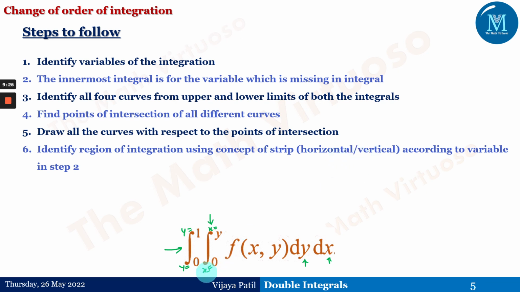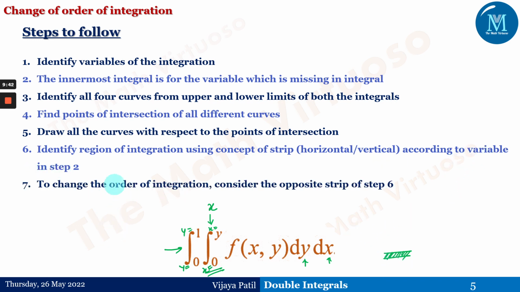In this particular case, we have been given the strip parallel to the x-axis because the inner integral is for x. Therefore we identify the region using the horizontal strip, or you can say a strip parallel to the x-axis, according to step 2. To change the order of integration, consider the opposite strip of step 6. So the given strip is horizontal, and we have to make it a vertical strip to change the order of integration.